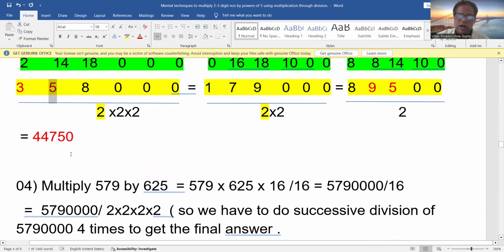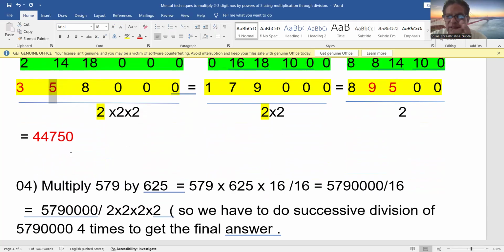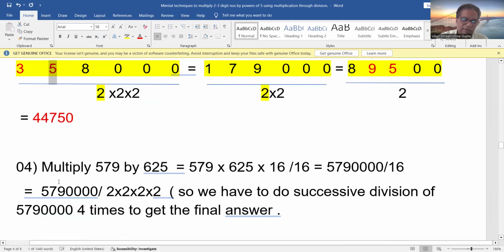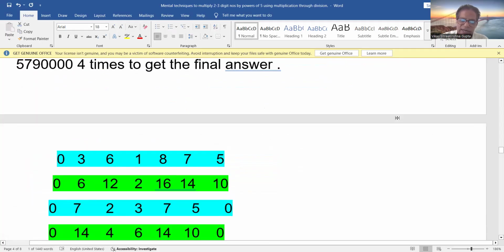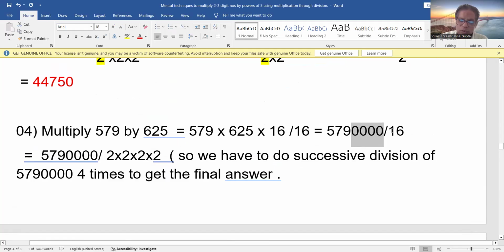So this way I have shown you how to multiply any number by 125 by dividing the number by 2, by 2, by 2, means 3 times by 2. Now in the same way, suppose you have to multiply 579 by 625. Now 625 is equal to 5 into 5 into 5 into 5, means the fourth power of 5. So I have to divide by the fourth power of 2, or simply you can say I put 4 zeros at the end of the number and then divide by 16. Now 16 means 2 into 2 into 2 into 2, means 2 raised to power 4. So I have to divide this number 4 times by 2 to get the answer.